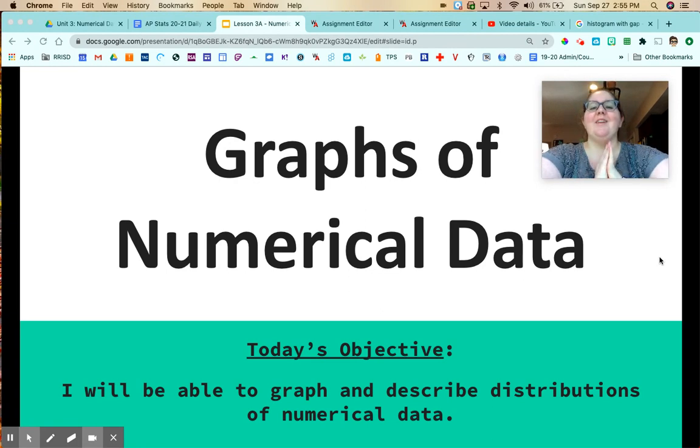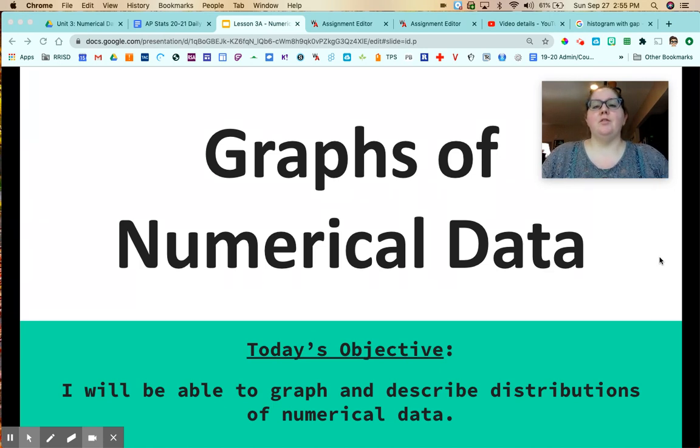Hey guys, so today we're going to talk about graphs of numerical data. So at the end of last unit, we talked about graphs and compared graphs of categorical data. So today we're going to start looking at numerical data and how we deal with that. There are a lot of ways we can graph numerical data.